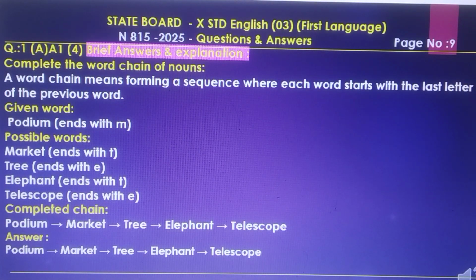The brief answer and the explanation of this question. The word chain means forming a sequence where each word starts with the last letter of the previous word. The given word podium ends with M, and the possible word for M is market, which ends with T, and then tree ends with E, elephant ends with T, and telescope ends with E. Complete the chain: podium, market, tree, elephant, telescope. The answer is podium, market, tree, elephant, and finally telescope.